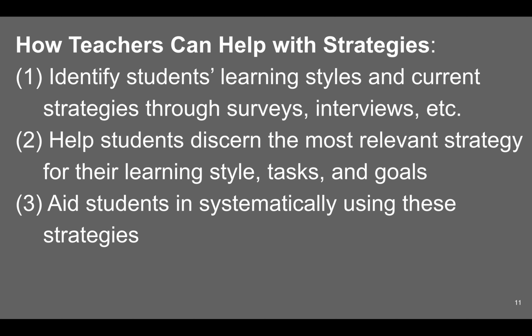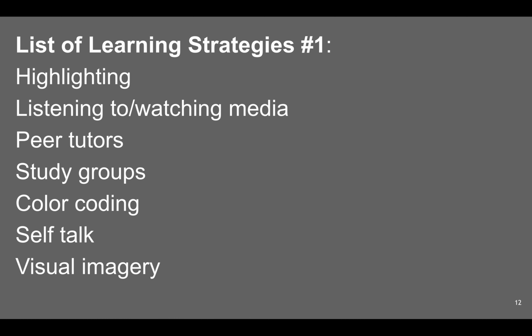How can teachers specifically help with strategies? There's a few ways. First, you can identify students' learning styles and encourage strategies through surveys, interviews, etc. And these can again foreground how they specifically learn. Number 2, they can help students discern the most relevant strategy for their learning style, tasks, and goals. So the strategy can vary depending on what you're trying to learn. And 3, it can aid students in systematically using these strategies, so that they're not just willy-nilly choosing one, but actually having, depending on their task or goal, they can specifically choose a strategy that will help them.